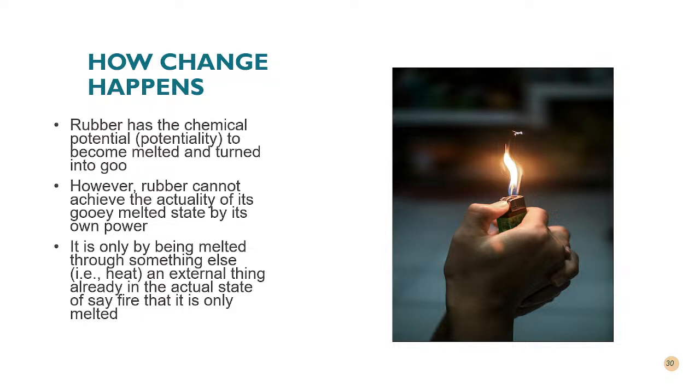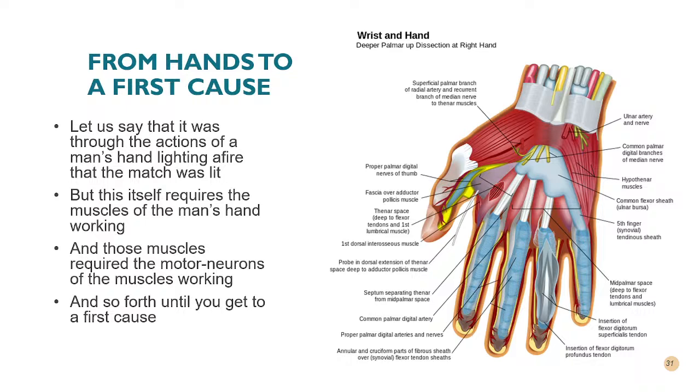And as you can see, a fire melting the rubber can only happen, in this case, let's say, by a match, which is itself ignited by a hand. So let us say that it was through the actions of a man's hand lighting a fire that the match was lit. But this itself requires the muscles of the man's hand working. And those muscles require the motor neurons of the muscles working, and so forth, until you get to a first cause.